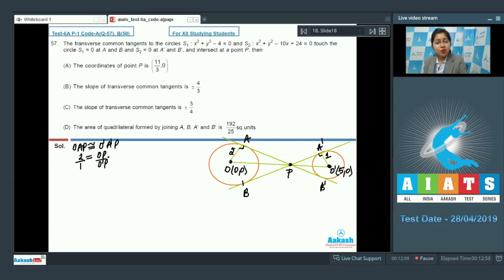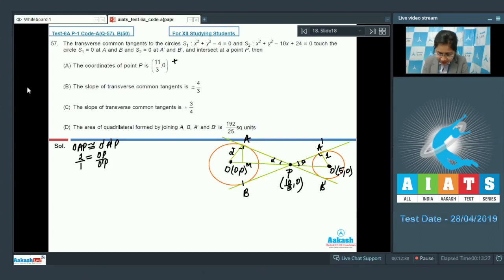That is, P is dividing OO' in the ratio 2:1. So the coordinate of P can easily be found, that is (10 plus 0) upon 3, that is 10 by 3, 0. So these are the coordinates of point P, which is not given in option A. So it is incorrect. Now let us say this angle is alpha and this angle is theta, and let us draw perpendicular from A on line OP.